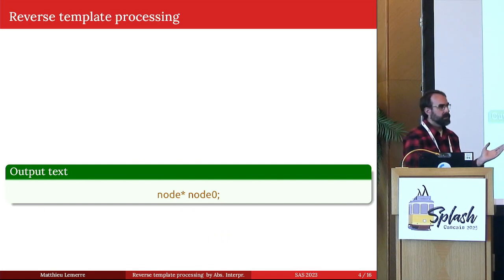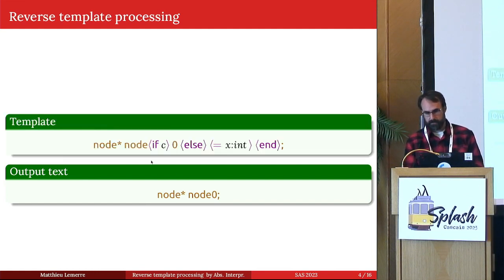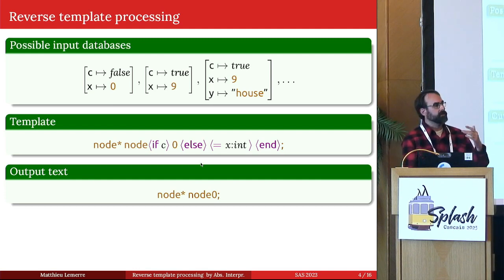Okay, so now what is reverse template processing? It's basically the contrary. We take the output text, we take a template, which is the same as the one I showed you before, and then we give the input database. And there is not only one database, because template evaluation in general is not an injective function. So there are multiple inputs that can correspond to the same output.